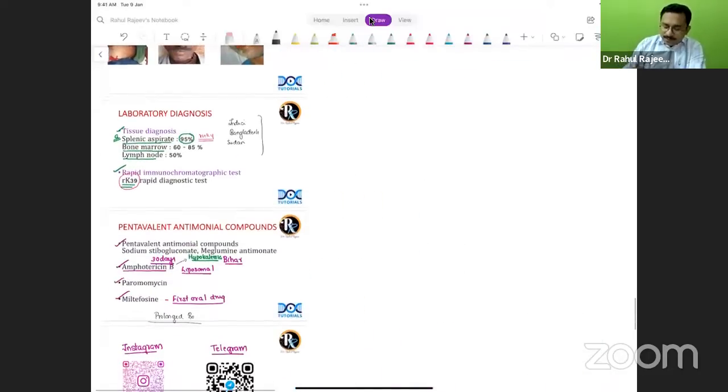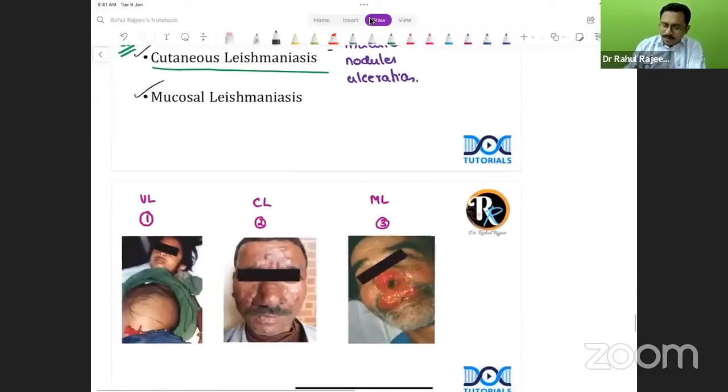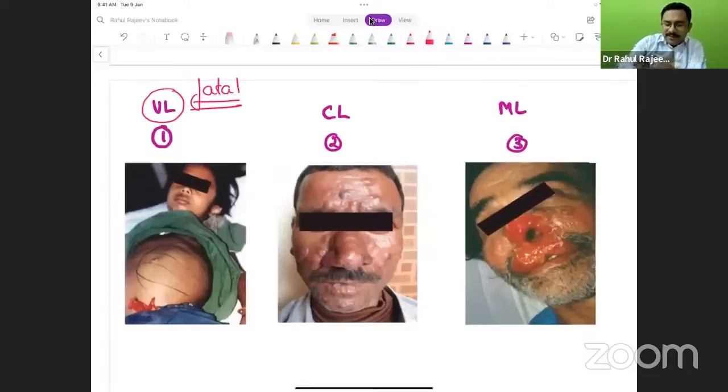Any other doubts? A very heterogeneous disease. If you do not treat, the patient can go on to have complications. Very important. That's why visceral leishmaniasis is the dangerous one. It is a fatal disease.